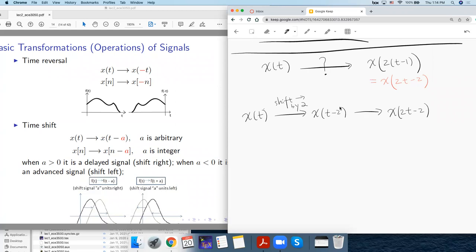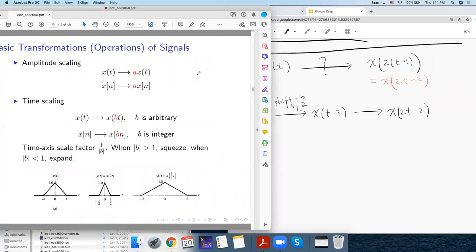Now, how do we change x(t minus 2) to x(2t minus 2)? What type of operation do we have here? Amplitude scaling, and yes. But it's a little bit different here, because when we talk about amplitude scaling, we don't have this time shifting factor. So the question is, would that change the time scaling operation here? Do you think that will be different from the basic time scaling? Here in the time scaling formula, we just have t. We don't have any constant time shifting factors.